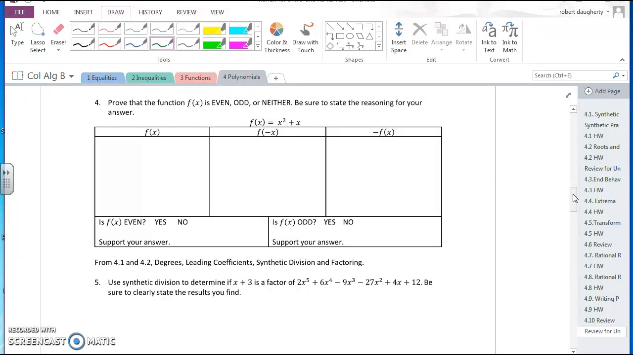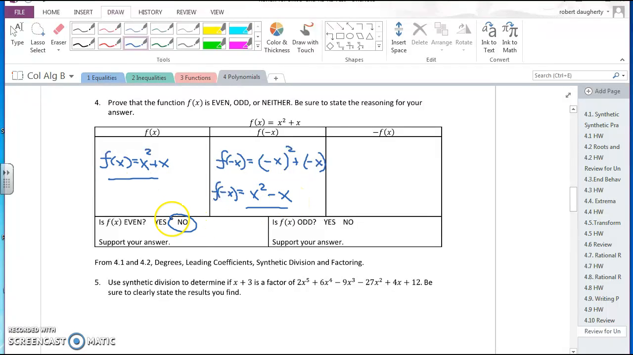So f of x is x squared plus x. F of negative x is going to be equal to negative x squared plus negative x. Negative x squared, that's negative x times negative x, which is the same as x squared. So f of negative x is x squared minus x. I see that the first two do not match. This is not an even function because f of x does not equal f of negative x.